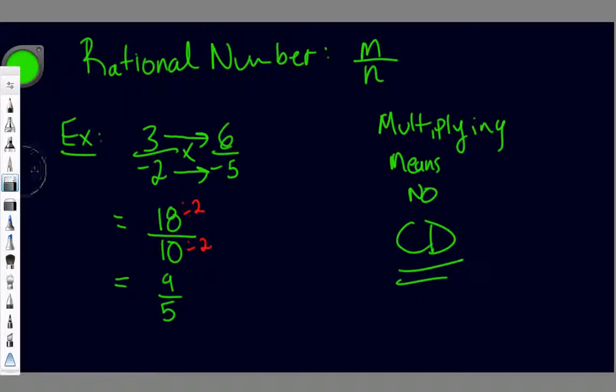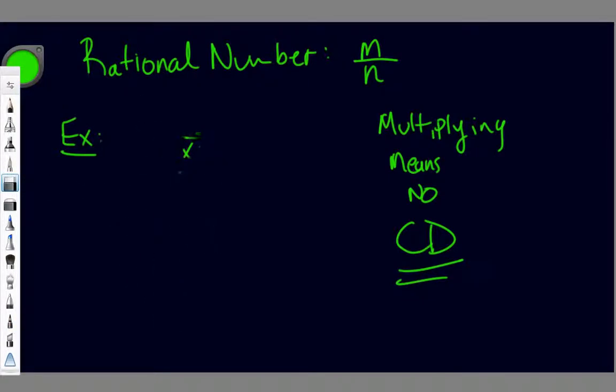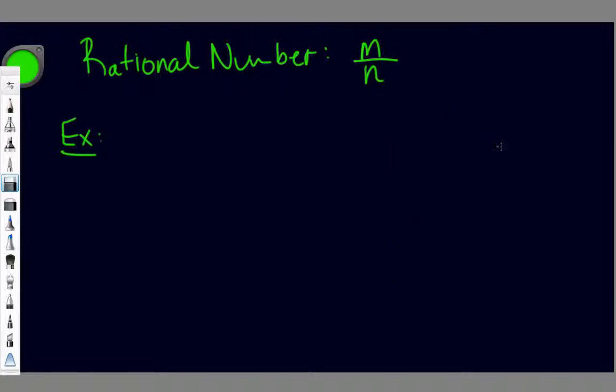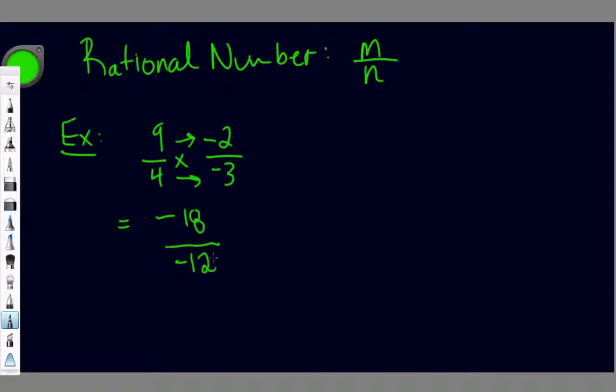Let's try another one. So let me erase this guy. Let's try 9 over 4 times negative 2 over negative 3. So we have 9 times negative 2 is negative 18. And 4 times negative 3, so remember we're going straight across with no common denominator. 4 times negative 3 is negative 12, just like that.